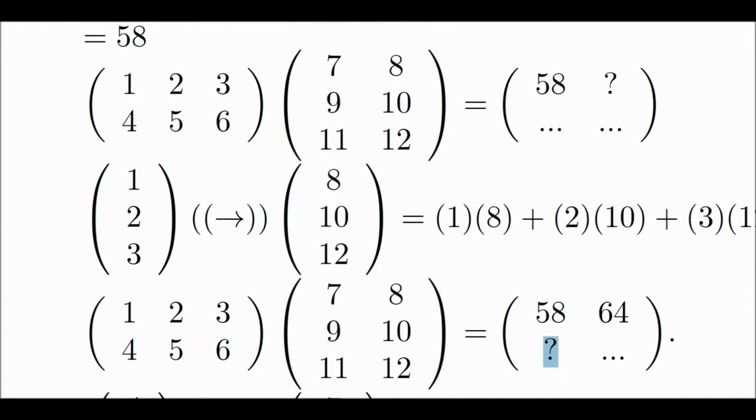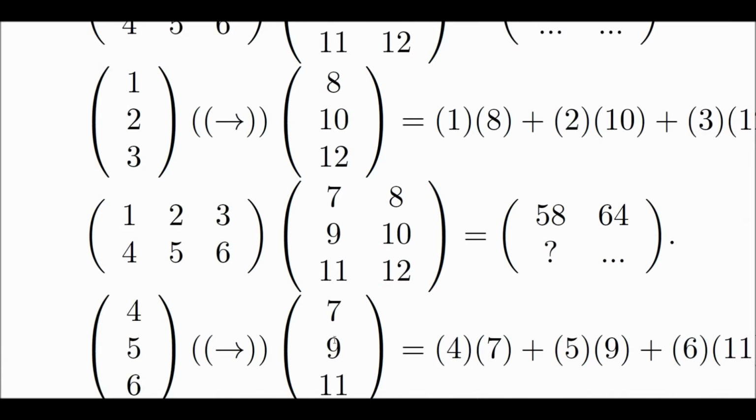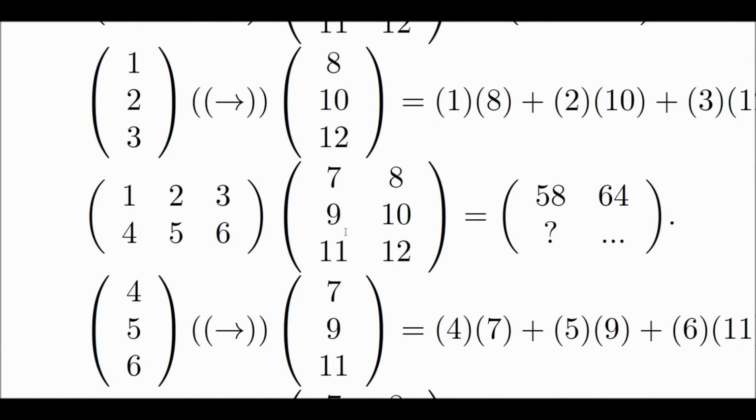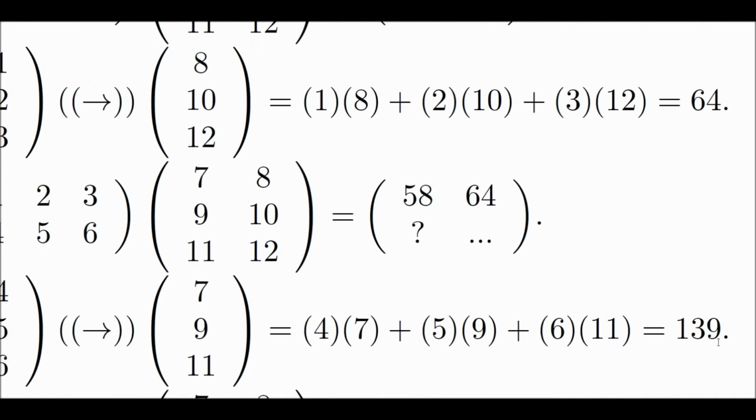Now I want to find this entry. This is in the second row and the first column. So we're going to take the second row here times the first column. So here's the second row, and then here's the first column. So you slam and add these together. That'll give you 139. So there should be a 139 here.